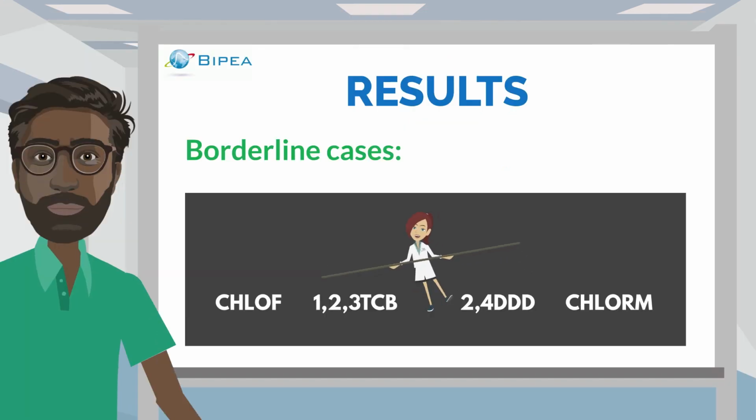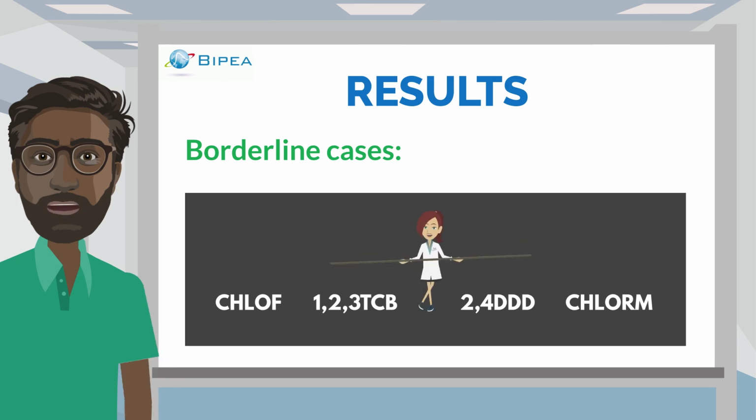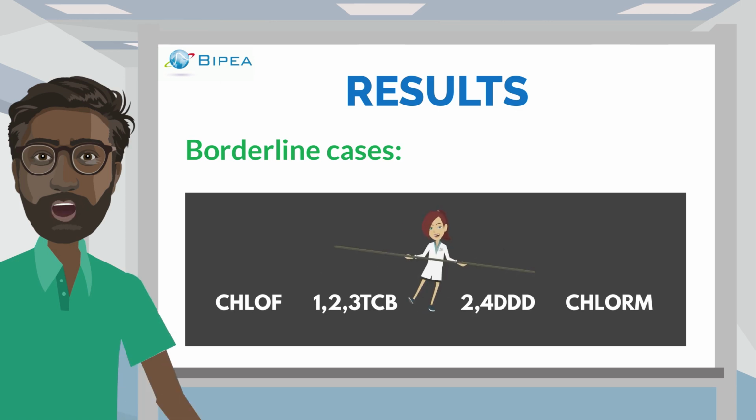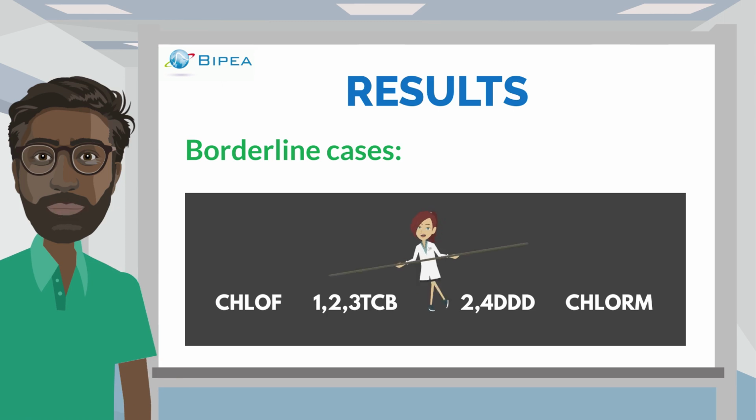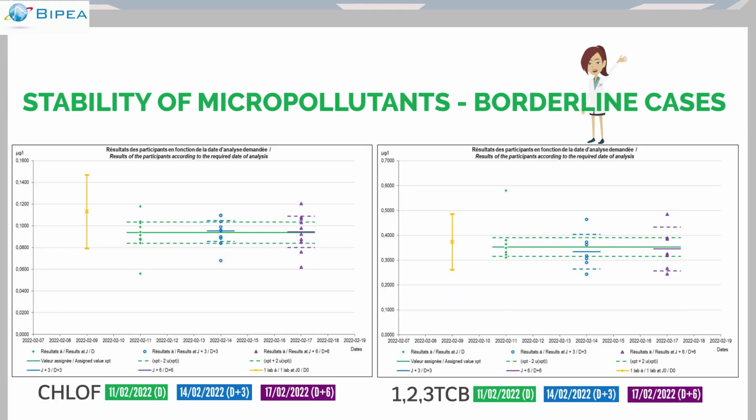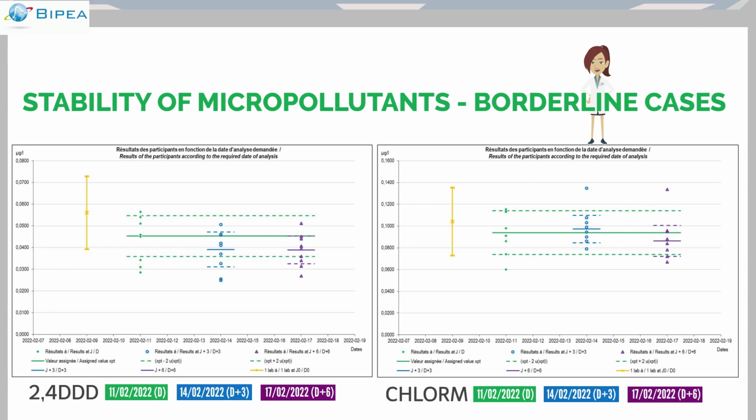For borderline cases, 2 types of situation were encountered for organochlorine insecticides, organophosphorus insecticides, and PCB. In the first type, the assigned value on D+6 is greater than or very close to that obtained on day D. In the second type of situation, the assigned value on D+6 is lower than that obtained on day D. In both cases, even if the assigned values are close, it is not possible to conclude on the stability or instability of the molecules over the period studied, due to the uncertainties around the assigned values.